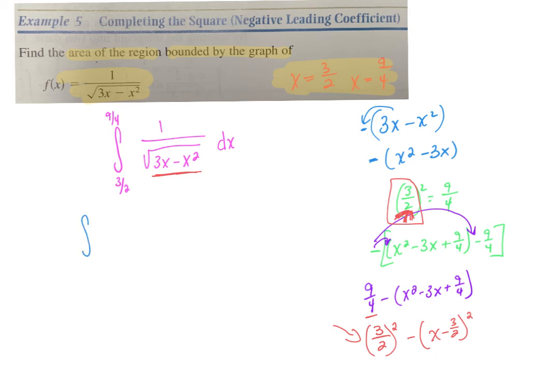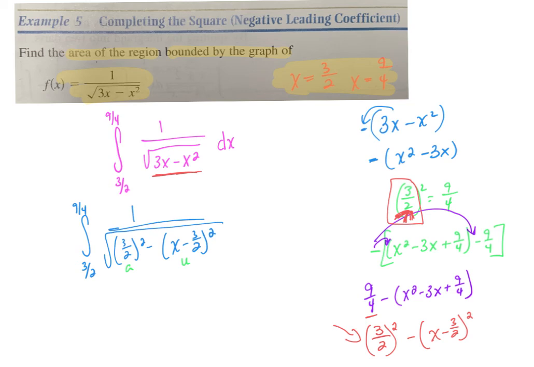I'm going from 3/2 to 9/4, 1 over the square root of 3/2 squared minus x minus 3/2 squared. If you look back at your arc sine, you have 1 over the square root of a squared minus u squared, right? A is my 3/2, u is my x minus 3/2. Okay? So I am going to do my arc sine.